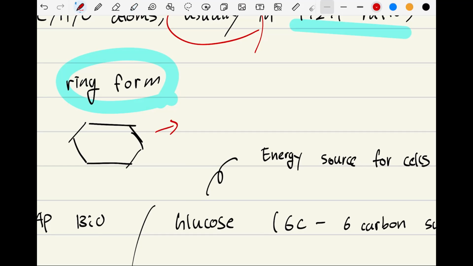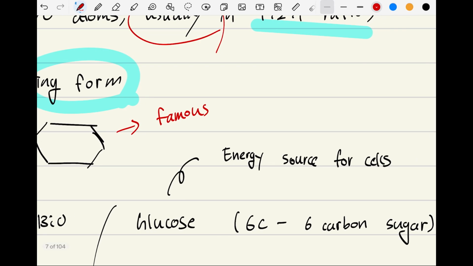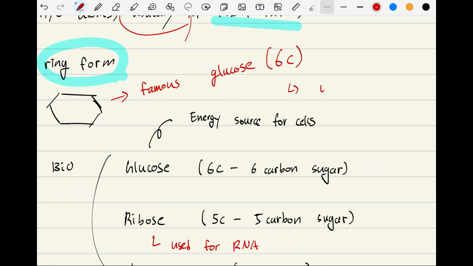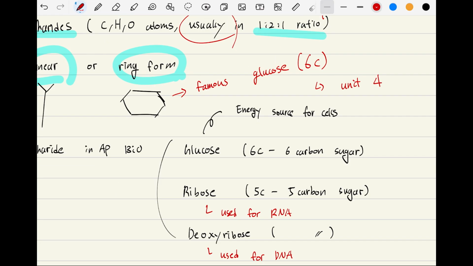And this is the most famous one that we know, and its name is glucose. Usually we call it C6H12O6. These are carbohydrates. We're going to talk about this later in Unit 4.